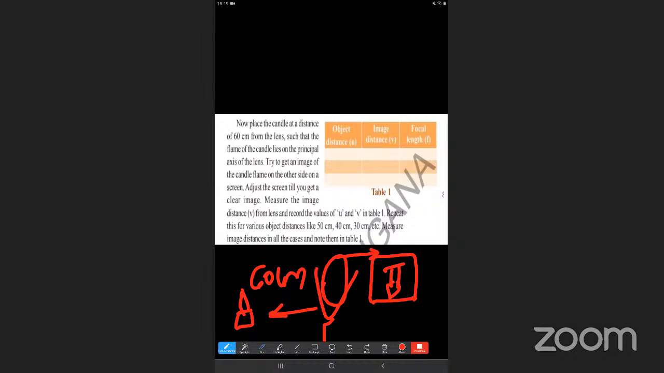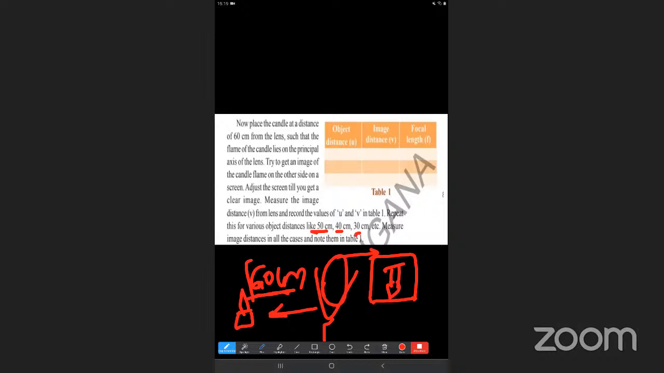Now in the first case, we have taken 60 centimeters, right? The object distance is 60 centimeters from the lens. Now we have to repeat this for various object distances like 50 centimeters, 40 centimeters, 30 centimeters, 20, 10, like that. So we have to decrease the distance here.